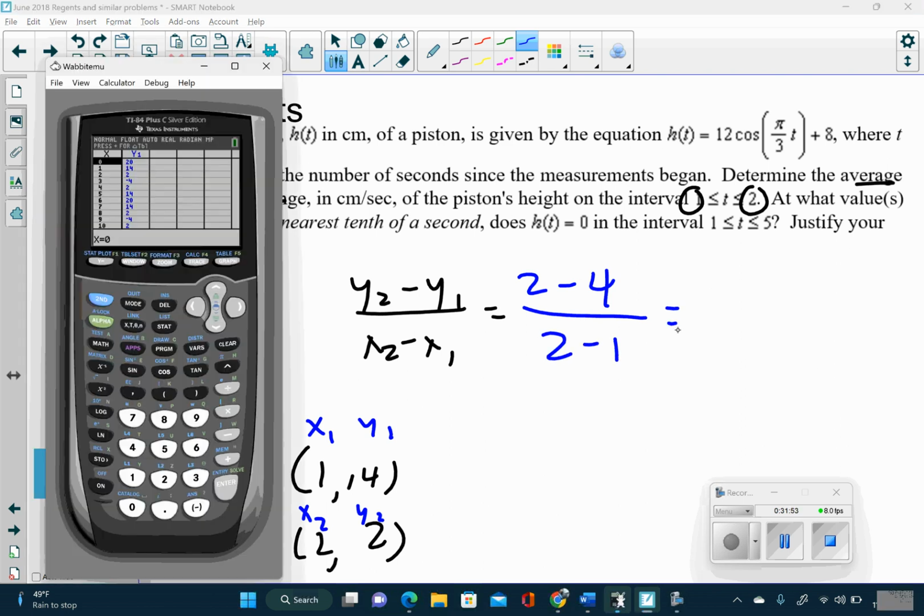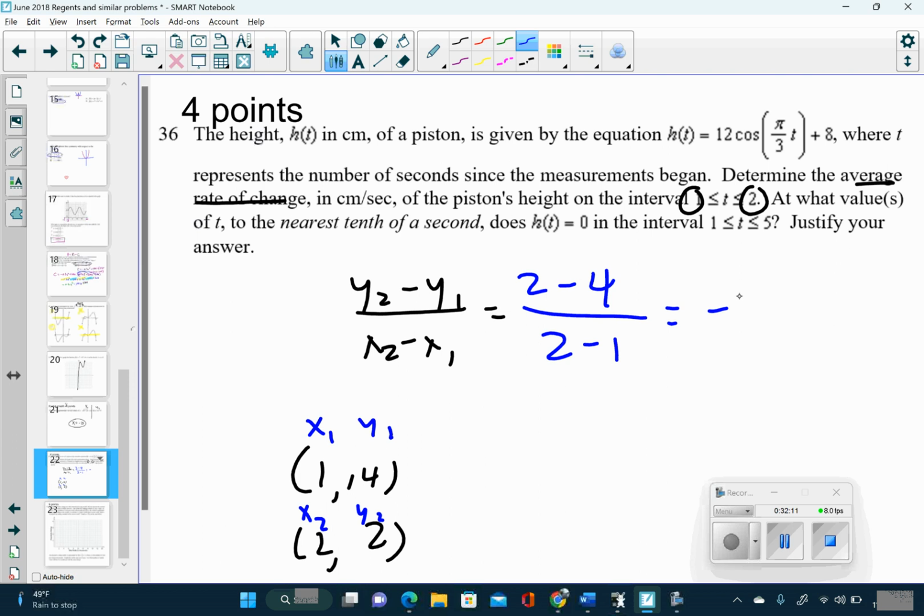So I plug this into my calculator. I'll go second quit, alpha y equals, option number 1. So I'm going to do 2 minus 4 on the top, and on the bottom I'm going to do 2 minus 1. There we go. Answer is negative 2. So that right there has gotten me 2 points.